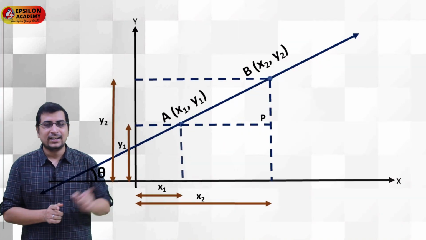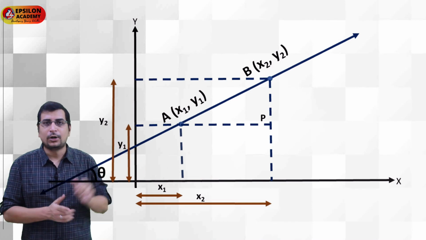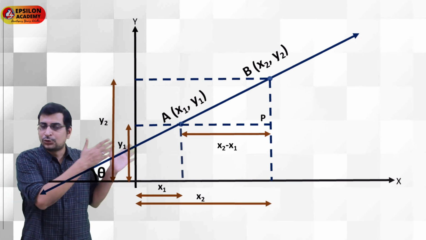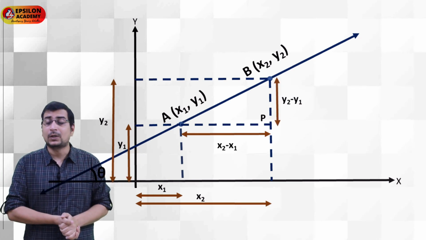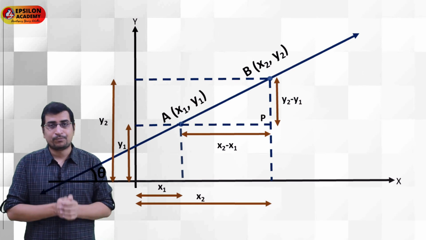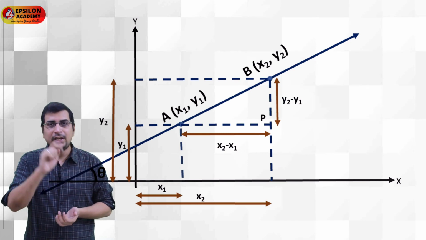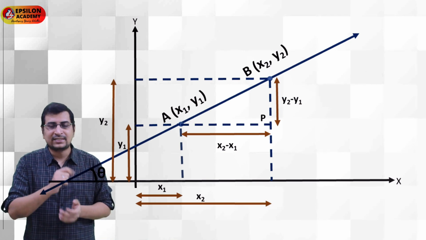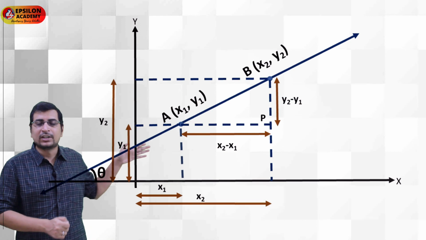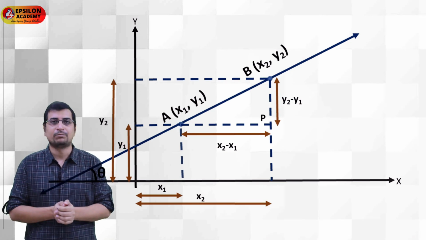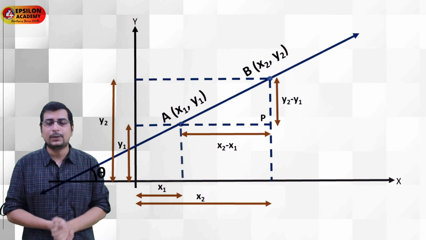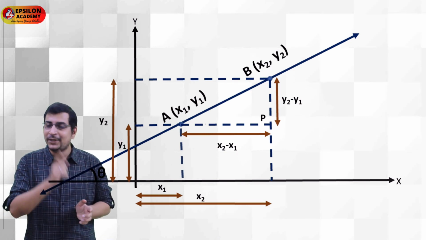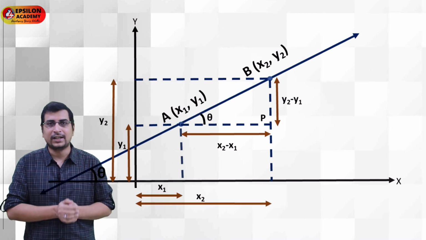Now, I am able to clearly see that A, P and B form a right angle triangle, and AP is nothing but x2 minus x1 and BP is nothing but y2 minus y1. Now, if you observe, AP is a line which is parallel to the x-axis. Since AP and the x-axis are parallel to each other, the line that we have considered is going to act like the transversal. So, when the transversal makes an angle theta with the x-axis, the angle it is going to make at point A is also going to be theta, because these two form the corresponding angles.